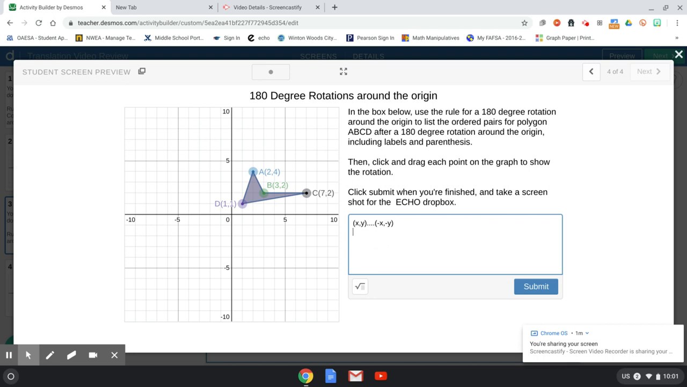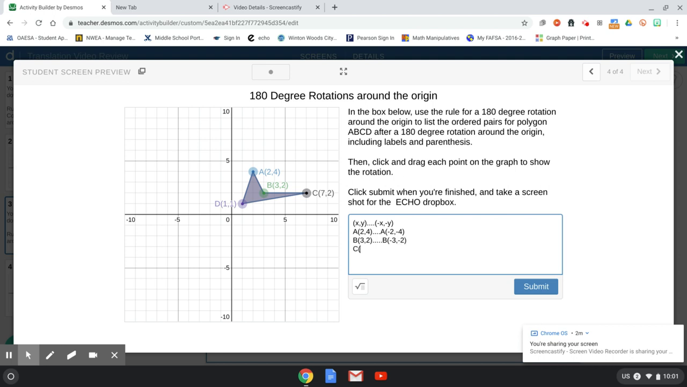So let's practice this. We've got A starting off at (2, 4). Well, the copy of A under this rule, both of those signs, the 2 and the 4, change. So the 2 and 4 are both positive, so they're both going to become negative. B is starting off at (3, 2). Both of those signs will change. So instead of a positive 3, we get negative 3. Instead of a positive 2, we get negative 2.